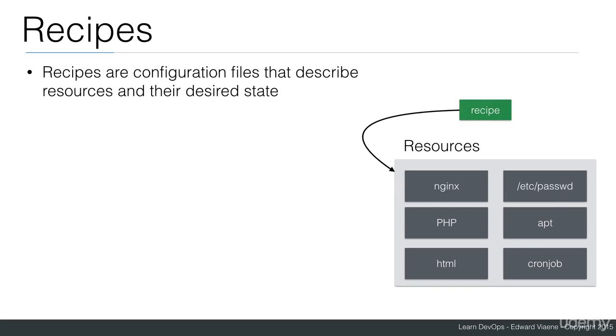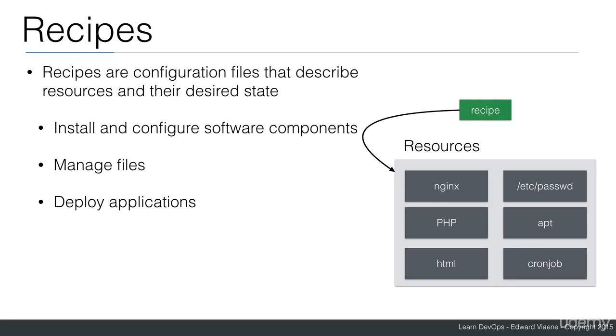So recipes are configuration files that describe resources and their desired state, here in green on the right. They install and configure software components. They manage files, deploy applications, and depend on other recipes.